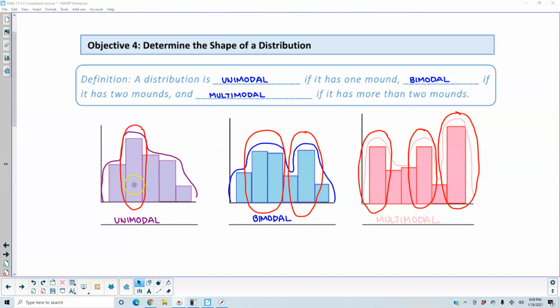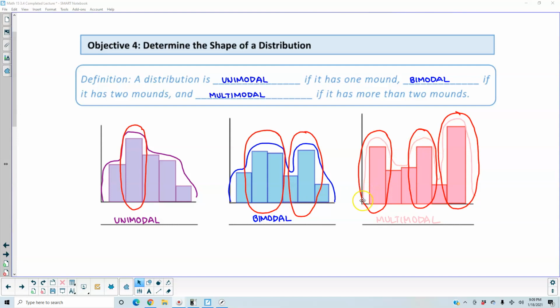If we take a look at this first distribution, if we follow it along here, it has one mound, meaning it has one peak here. Therefore, that's unimodal. If we follow the blue line here, we end up getting two mounds. And those two mounds make that a bimodal.